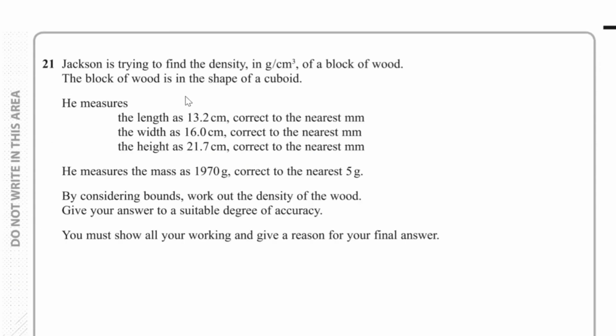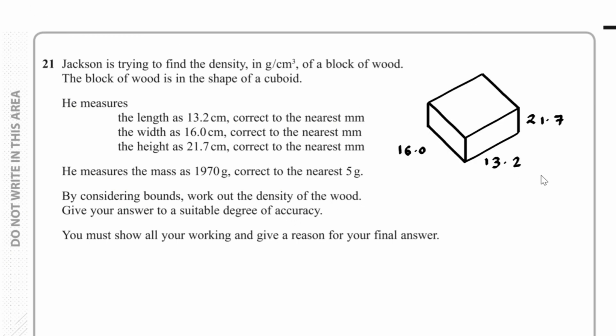Question 21. Jackson is trying to find the density in grams per centimeters cubed of a block of wood. The block of wood is in the shape of a cuboid. He measures the length as 13.2 to the nearest millimeter, the width as 16.0 to the nearest millimeter, and the height as 21.7 centimeters to the nearest millimeter. And he measures the mass as 1970 grams, correct to the nearest 5 grams. By considering bounds, we have to work out the density of the wood. Give your answer to a suitable degree of accuracy, showing all of your working and giving a reason for your final answer. Well, here is our block of wood with the dimensions added on.